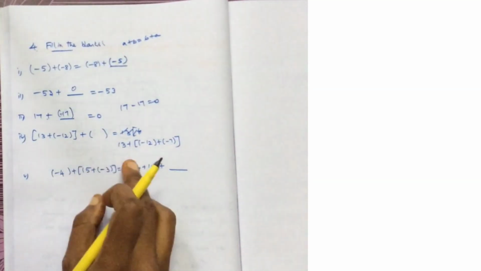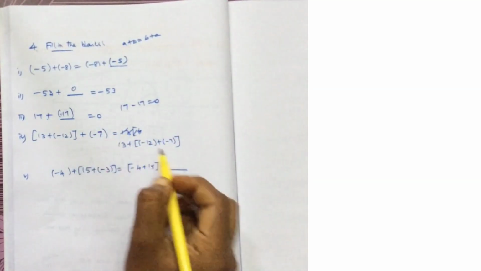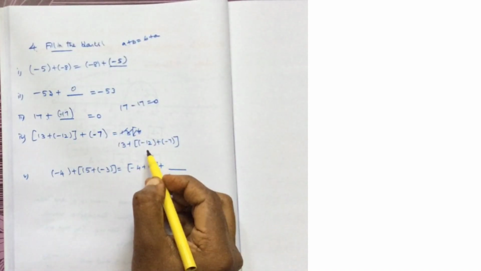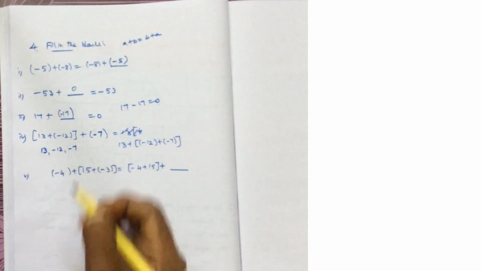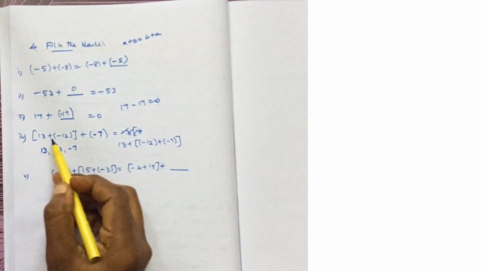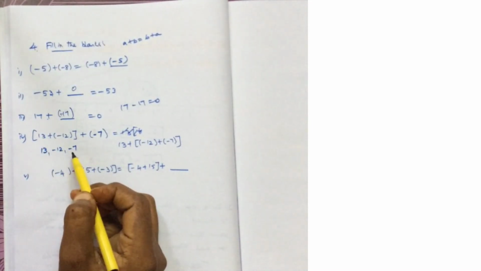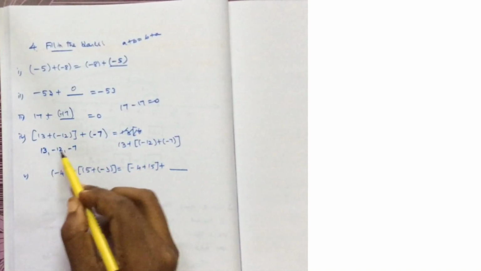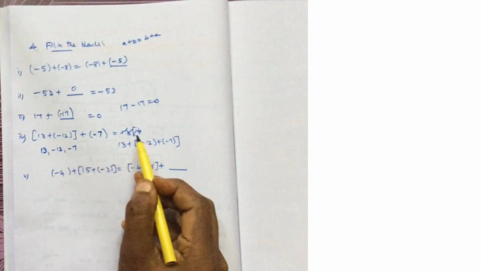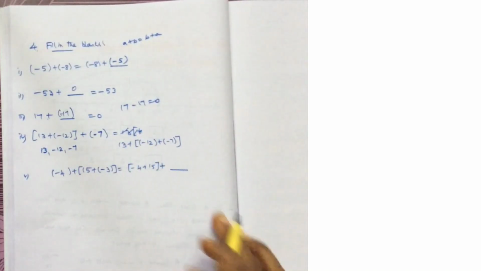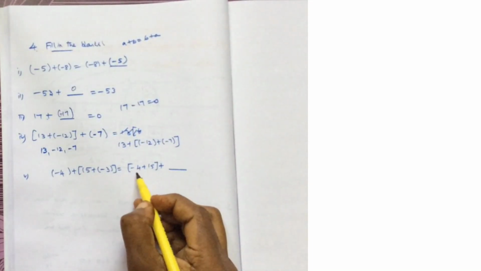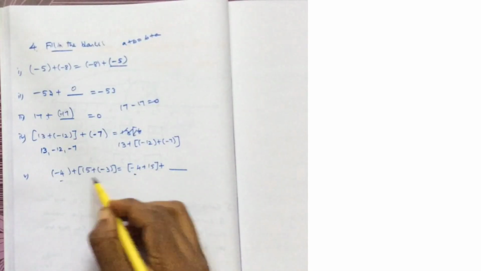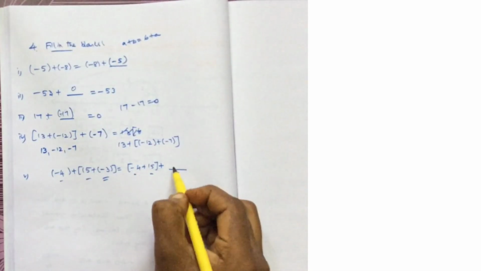This is by the associative property, so it is minus 7 here. So there are 3 numbers, 13, minus 12 and minus 7. Here they are adding 13 and minus 12 and then minus 7. So the answer here is minus 7. And the last is minus 4, 15 and minus 3. Here it is minus 4, 15 is here, and here it is minus 3.